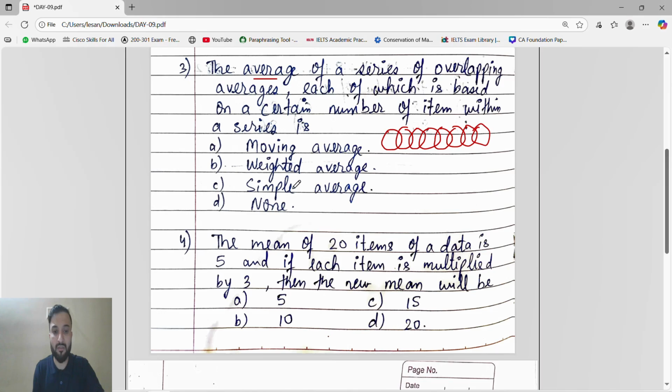Now see, the first thing is the simple average. Simple average we know: we add all the observations and divide by the total number of observations. Weighted average is where we introduce the weight also. And next is the moving average. Overlapping average means what? Moving average. You can see overlapping means I started from here, but overlapping, I reached here. So overlapping means moving average.